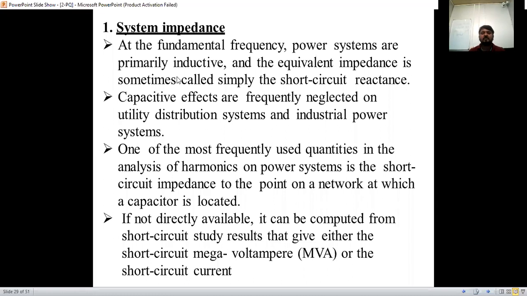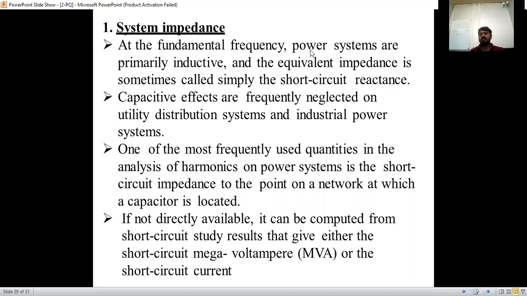The equivalent impedance is sometimes called simply short circuit reactance. Whenever harmonics inject currents, the impedance is reduced. If there is no opposition at all to the current, it acts as a short circuit. In a short circuit the current will be large, because there is no resistance or impedance at all.